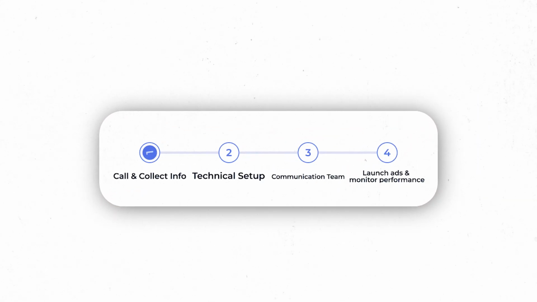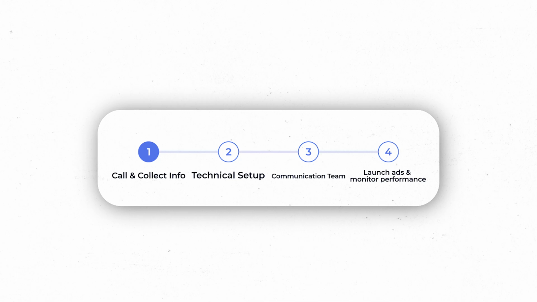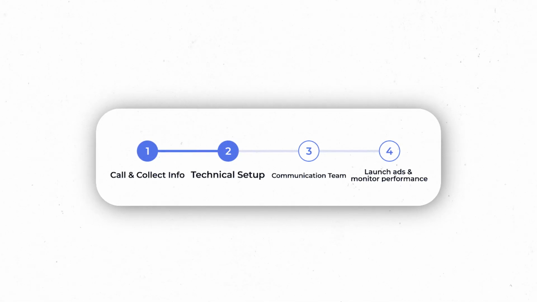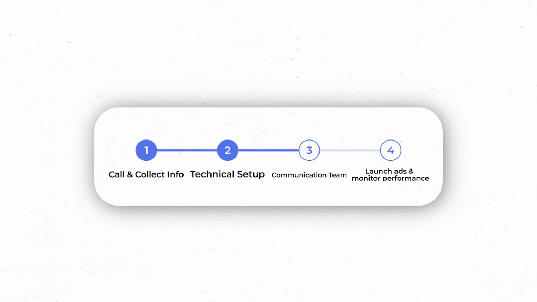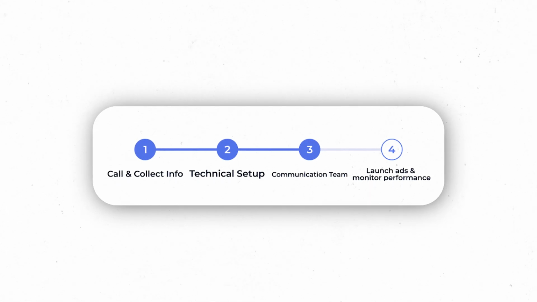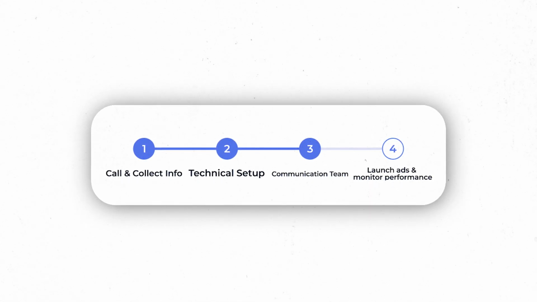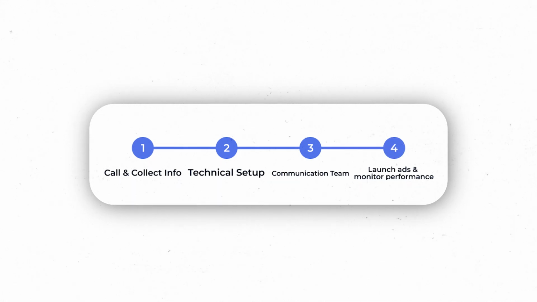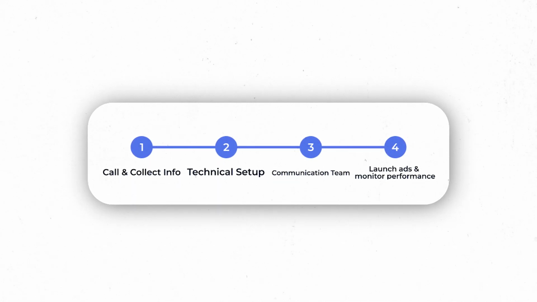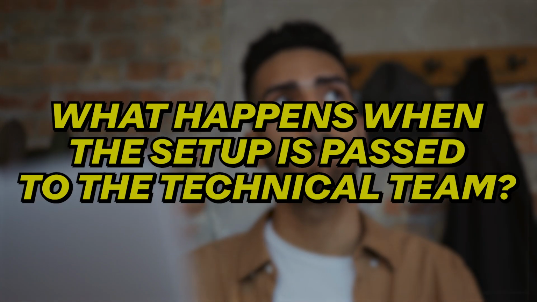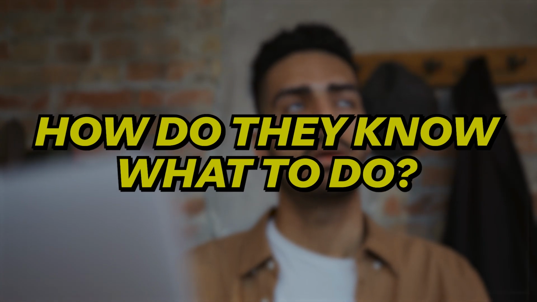So in our case, person 1 is the communications team. They complete one call, collect all of the information, pass it to the technical team, who completes the technical setup, and then the technical team passes it back to the communications team, who approves everything from the client, and then the communications team passes it back again to the technical team, who launches the ads and monitors their performance ongoing. Now, this begs the question, what happens when the setup is passed to the technical team? How do they know what to do? And that's where checklists come in.